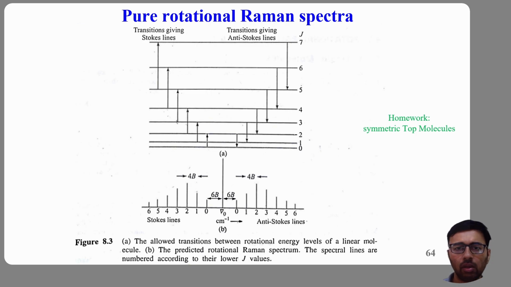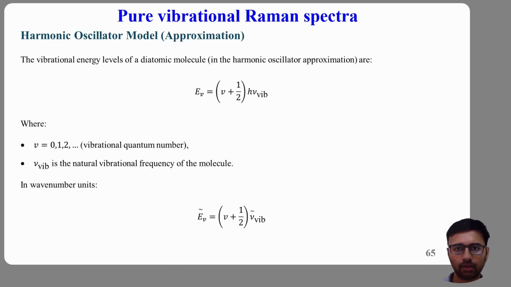Now let us move upward in energy and discuss pure vibrational Raman spectra. Instead of rotational transitions, we now focus on vibrational transitions. We begin with the harmonic oscillator approximation. The vibrational energies are given by the equation shown in the slides, where nu equals 0, 1, 2, 3 is the vibrational quantum number. In the harmonic approximation, the molecule behaves like a perfect spring. The energy levels are equally spaced.